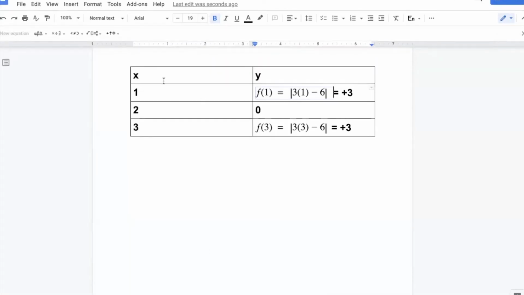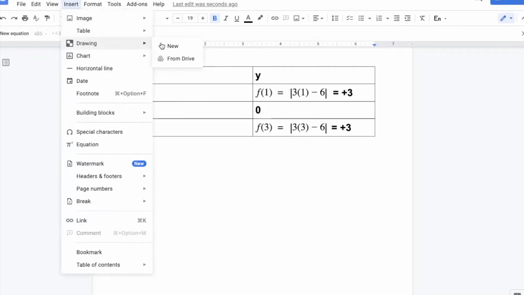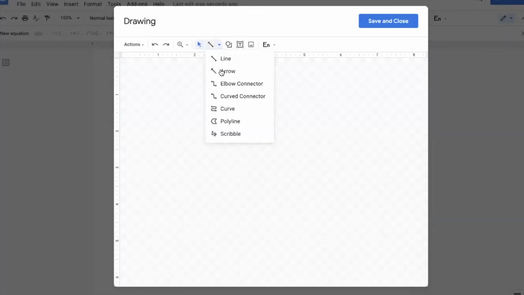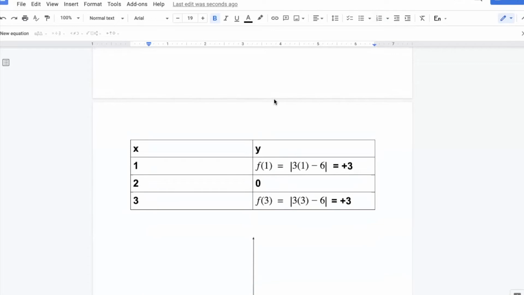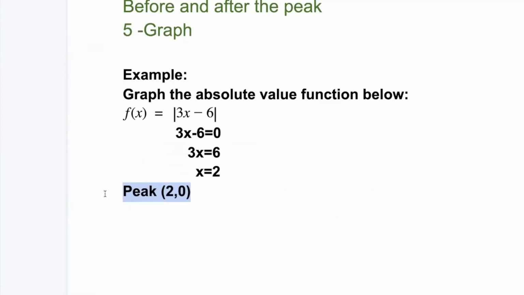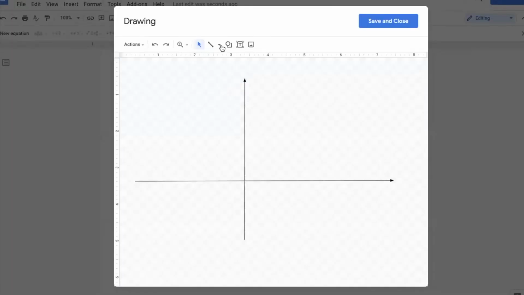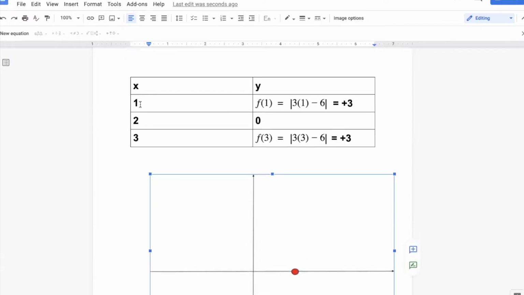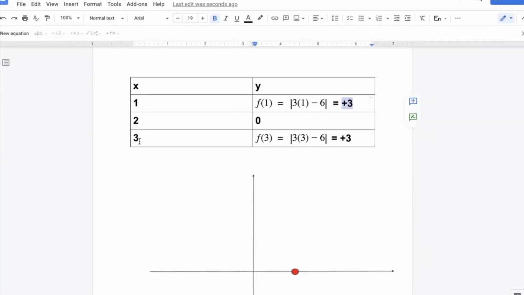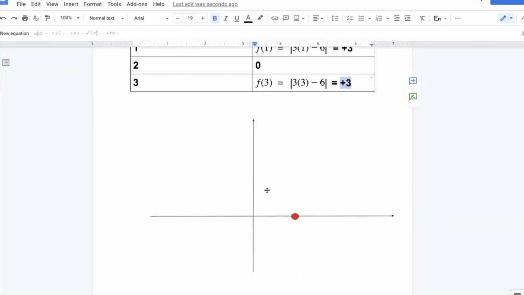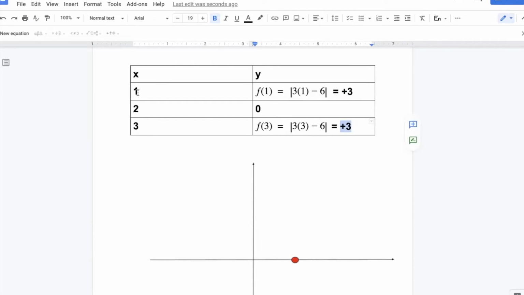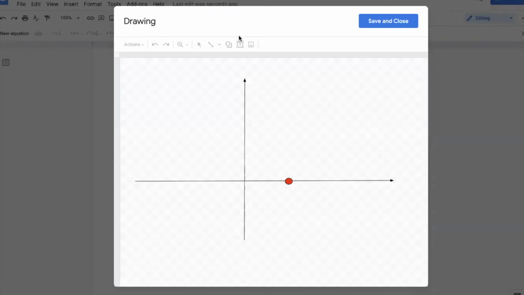Now graphing: insert, drawing. Now what should I start with? Yes, Abdulaziz, so x and y. Now how many points do I have? Who knows? Yalla, what is the peak? 2, 0. Now I will draw it here: x 2, y 0. Where is it? Who knows? 1, 2, y 0. Now the helping points: x 1, y 3 and x 3, y 3. You got it? Yes. Helping points, they will give me x and y.